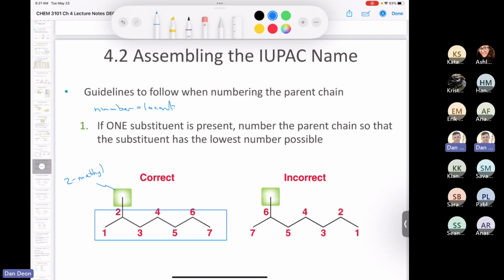So we would call this molecule 2-methyl, then the parent would be heptane, right? Because it's got 7 carbons in it. This is incorrect because it disobeys rule 1. Rule 1 says we number from the end that is going to give the first substituent the lowest possible number.